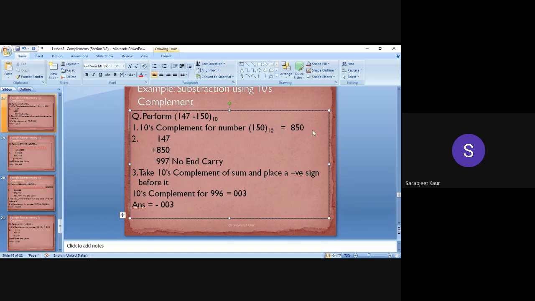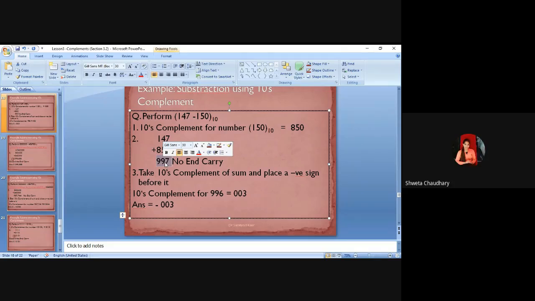And what do we get? 7 here, 9 here, and 9 here. Any problem up till now? No, ma'am. Do we get an end carry? No, ma'am. There is no end carry, right? So what do we do in this case? We again take the tens complement of this number, and place a negative sign before it, right? Yes.